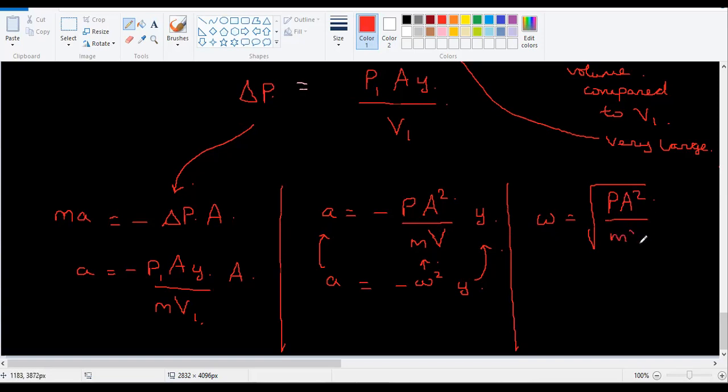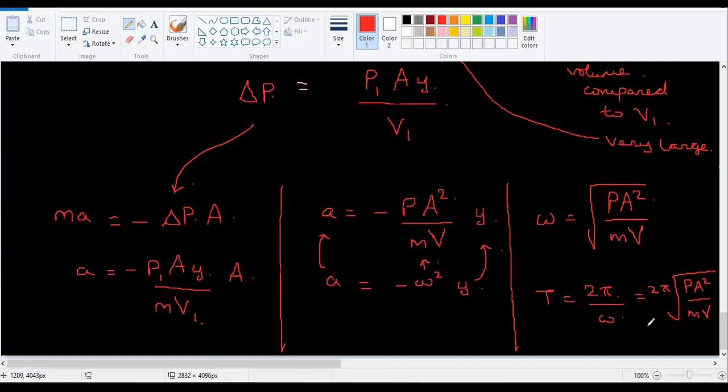Okay, very good. So you can take this a square outside, right? Sir, so it will become a root by mv. Yeah, you can do that. You can very well do that. Yeah, if you want, you can write the A outside. Okay. A square will become A. Yeah, you are right.